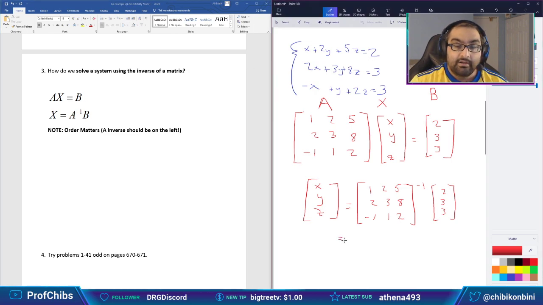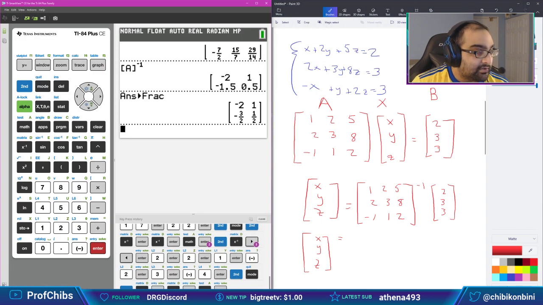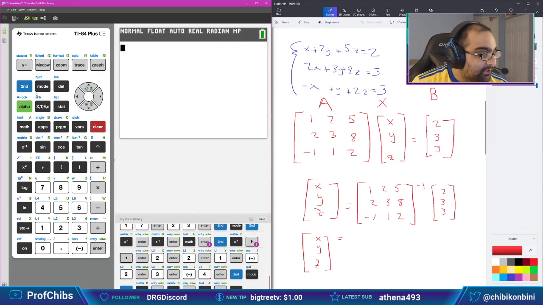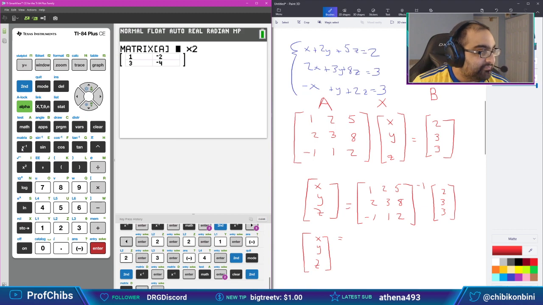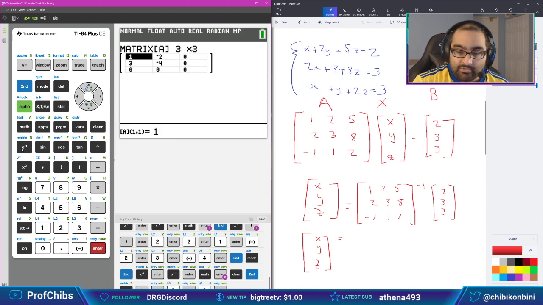So again, you could do this on the calculator, because this is just straight up matrix multiplication with its respective inverse. And this will give you what the answer for X, Y, and Z is going to be at the end of the day. Let's take a look at how we can do that really quickly. We'll hit second and matrix. We'll edit a new matrix. We'll say it's a 3 by 3 matrix, and we'll put all the numbers we see here on the screen for A.